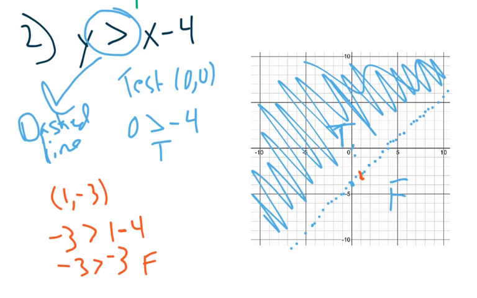So again, I can't use a point on my line, but I can get really close to that point on my line. And then again, I can take any of these other points in the shaded area, and they all make this inequality true.